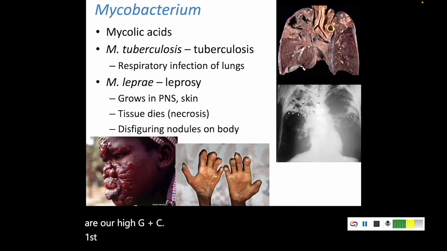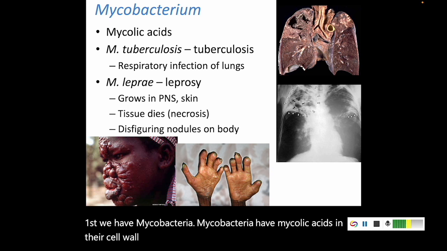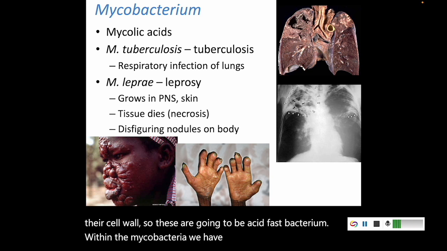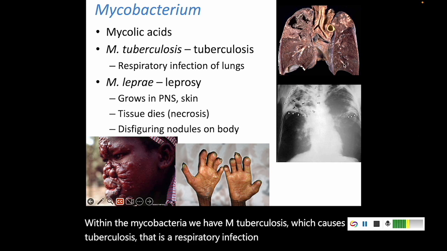First, we have Mycobacteria. Mycobacteria have mycolic acids in their cell wall, so these are going to be acid-fast bacteria. Within the Mycobacteria, we have M. tuberculosis, which causes tuberculosis. That is a respiratory infection of the lungs.